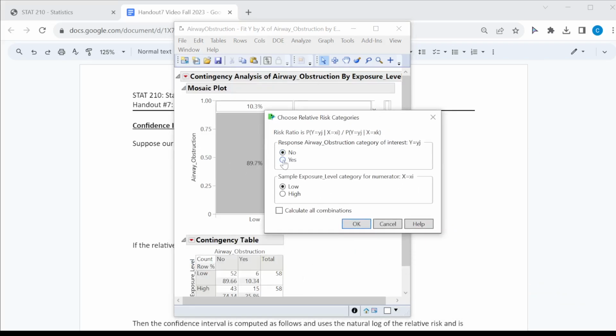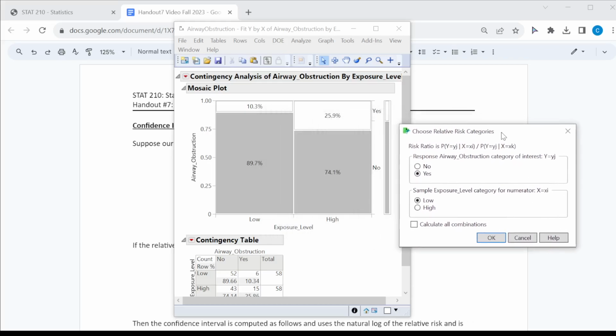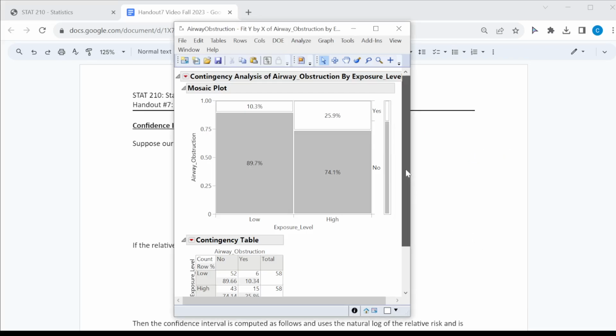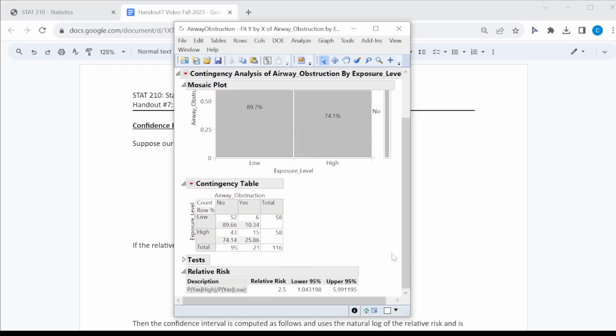We want to specify that we're talking about airway obstruction yes category. And then we have to identify what we want in the numerator. And again, that is the level that has the larger box that we're comparing. So that's going to be high here. We'll say OK, and we get that output dumped out. And you can see that the value that we get from that relative risk ratio is 2.5 here, where my cursor is at. And we also get a confidence interval.